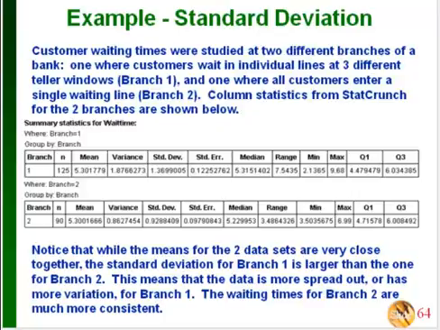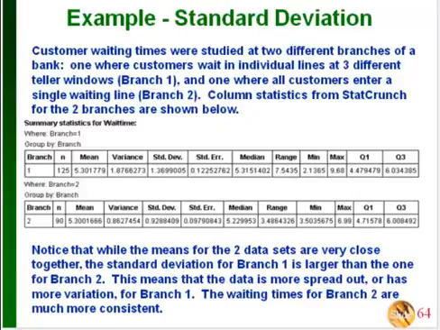So branch 1, they actually observed 125 different customers, recorded their wait times, and then here are the descriptive statistics. And again, this is from StatCrunch. This is how easy it is. You just put the values in and click a couple buttons, and it'll give you all this information. So this one, we have the mean. Notice it also gives you the variance. Here's the standard deviation. So that's what we're looking at here.